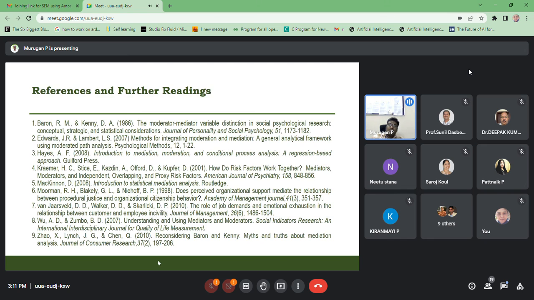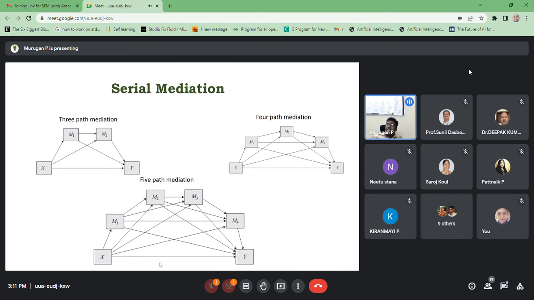In the case of serial mediation, we are trying to understand whether there exists a chain of causal mechanism between X and Y through M1 first and then M2 and so on. That is what we are trying to understand in serial mediation. This logic is clear? Yes, sir. Perfect.